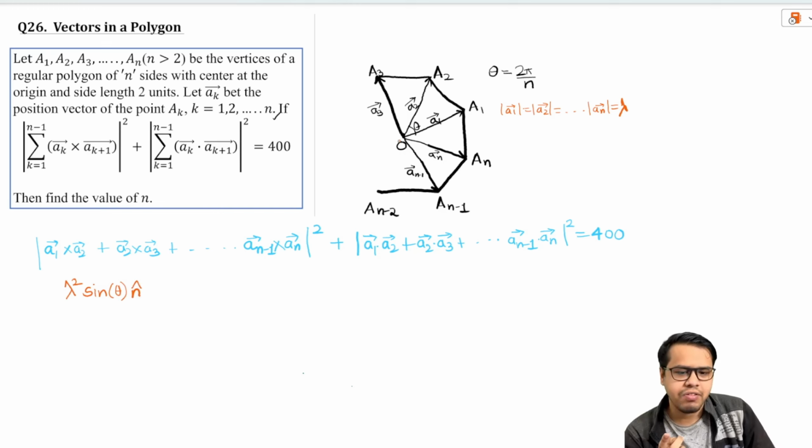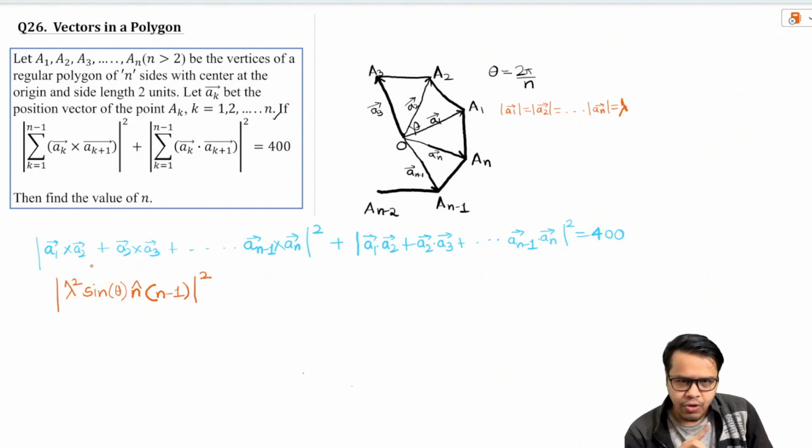N cap direction will also be the same. It should be perpendicular to the vectors. So it will be like upward direction, a1 cross a2, upward direction, and it occurs n minus 1 times. Yeah, so this is our first vector. I hope you understood how we got here, using the simple formula. This is equal to lambda into lambda sine theta n cap, and the other vectors also have the same value. So we have this sigma n minus 1 times. So I've just multiplied it with n minus 1.